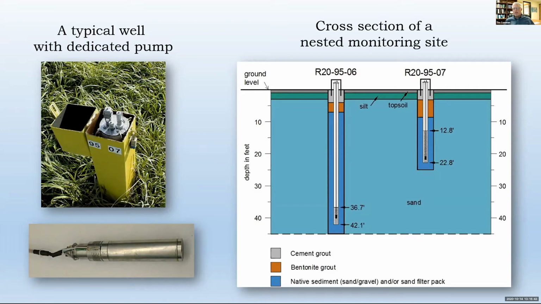Typically, most of our sites out there have two wells at them. We have a shallow well and a deep well, like is shown on the right side of the slide here. The reason for that is that we found that some chemical constituents, nitrate in particular, tend to stratify in the upper part of the water table. So we're sampling both the upper and the lower parts of the water table to make sure that we're not missing any chemical constituents that might stratify.